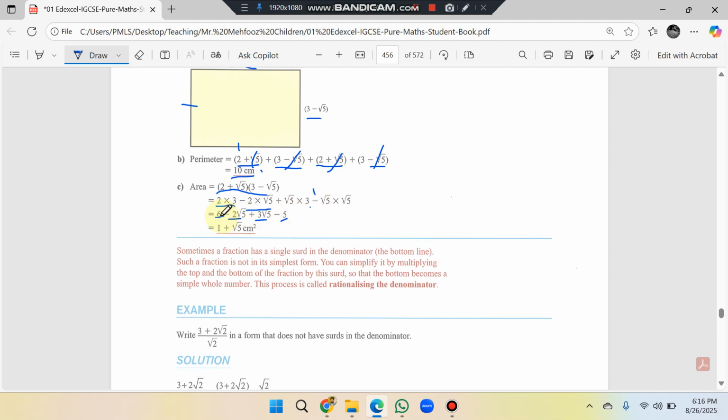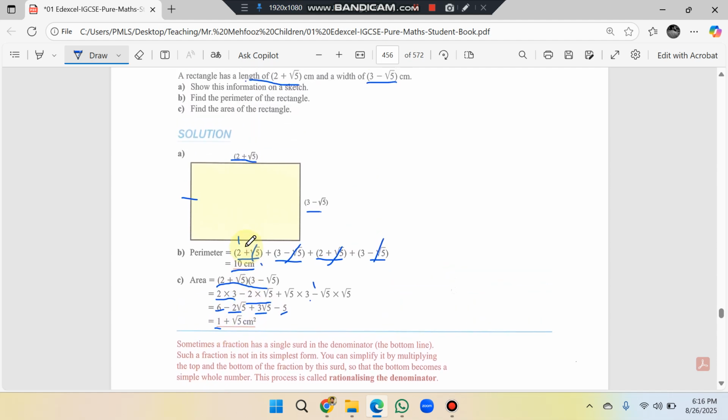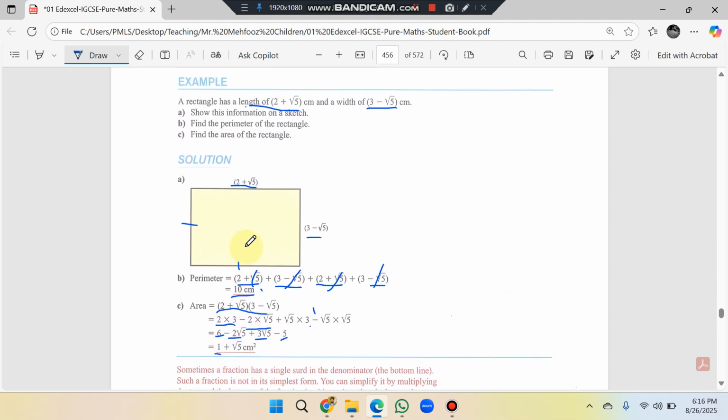Now this 6 minus 5, that is 1, and minus 2 square root of 5 plus 3 square root of 5, the answer will be 1 square root of 5 positive. So your answer for the area is 1 plus square root of 5. Do you understand this example or not? Yes. Okay.